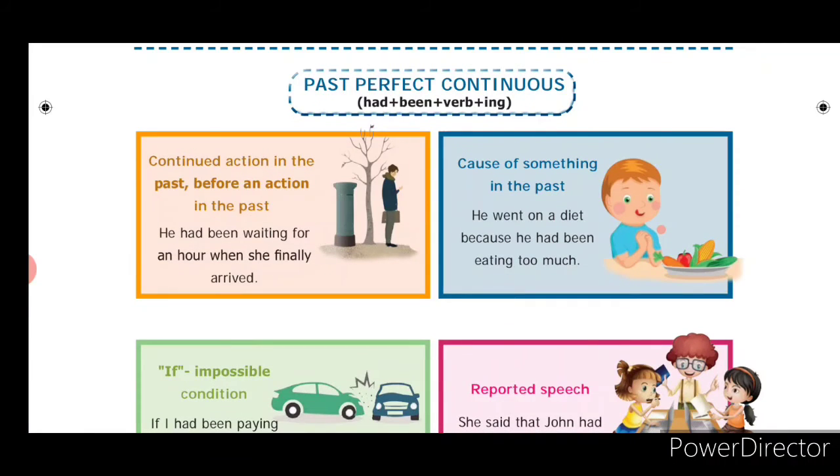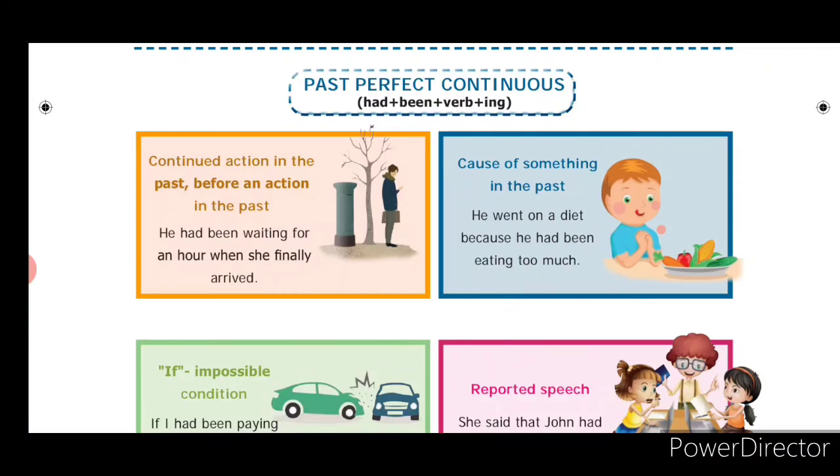So, past perfect continuous tense. We use the past perfect continuous tense to talk about a continuous action in the past before another finished action. Before the finished action, we talk about the continuous action in the past. See here, he had been waiting for an hour. It's a continuous action, and I'm using one more past action, when she finally arrived.